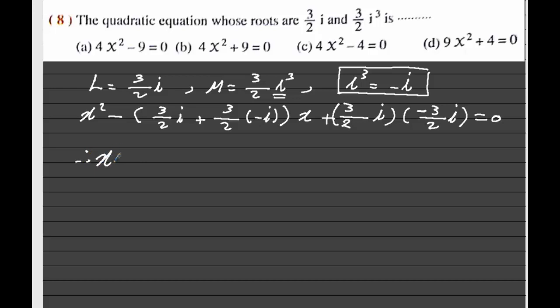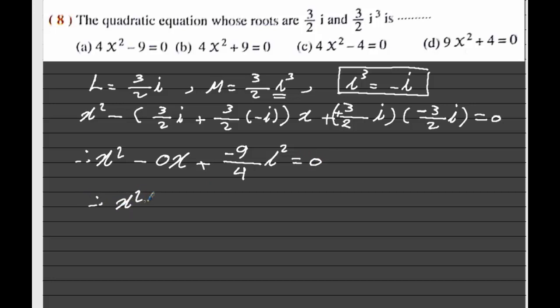Now x square minus 3 over 2 i plus 3 over 2 negative i, it is negative 3 over 2 i also, so the result equals 0, 0 multiply x, plus 3 over 2 multiply 3 over 2 again, it will be 9 over 4. And don't forget the sign here. The sign of 3 over 2 is positive, multiply negative, it will be negative i power 2 equals 0.